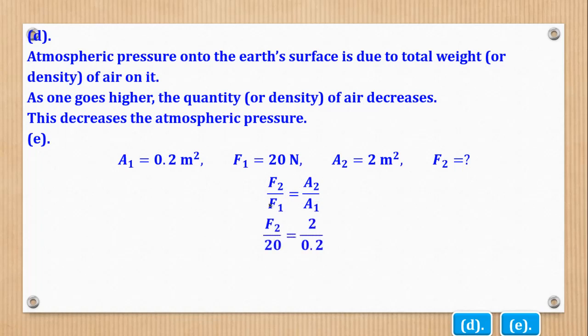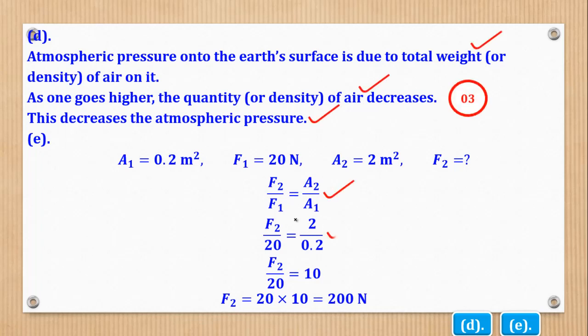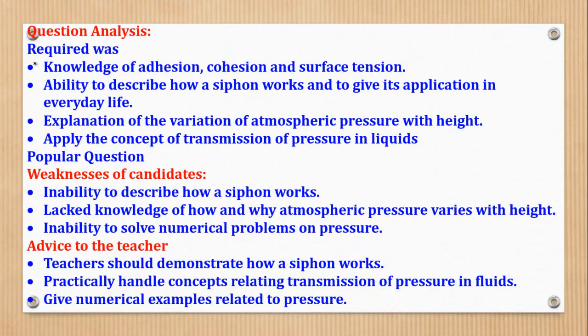Then substitute for small force and small area and big area. Then make F2 the subject. So that will be the force. And that's what they wanted. Question analysis. The question required knowledge of adhesion, cohesion, and surface tension. Then it also required ability to describe how a siphon works and give its application. Explain the variation of atmospheric pressure with height and apply the concept of transmission of pressure in liquids.